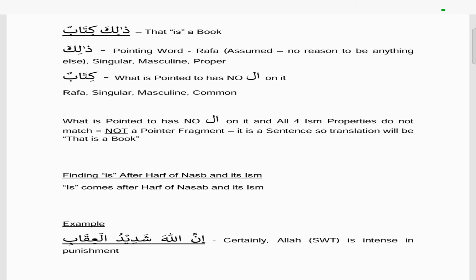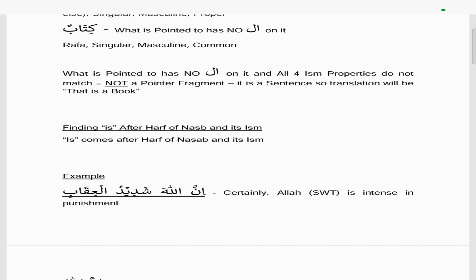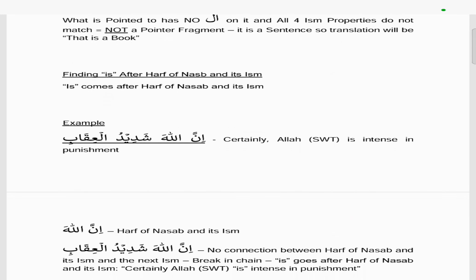So the translation will include the word "is" in between the pointing word and what it points to, so it becomes "that is a book." And so the next is finding "is" after the harf of nasab and its ism. So the "is" comes after the harf of nasab and its ism.